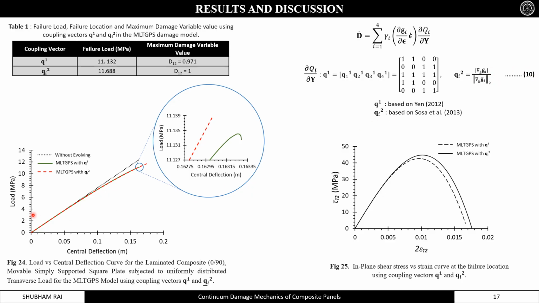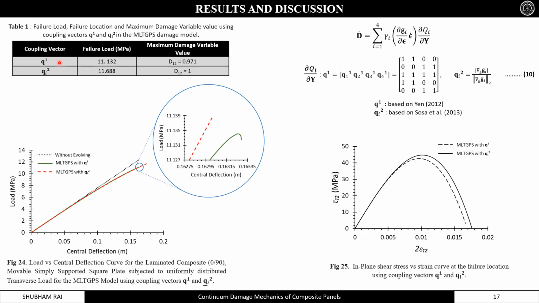Now in the load versus central deflection curve, we are able to see that the plate without evolving damage, so this dotted black curve is for the plate without evolving damage. So the plate without evolving damage is able to sustain more load for the same central deflection compared to the plate with evolving damage, which is very obvious from the physics point of view as well.